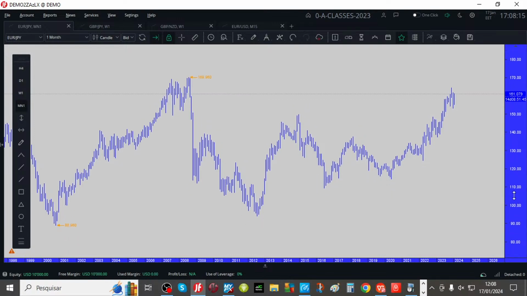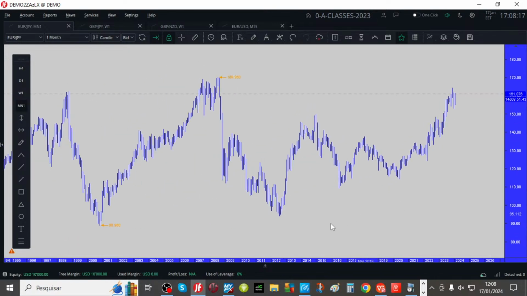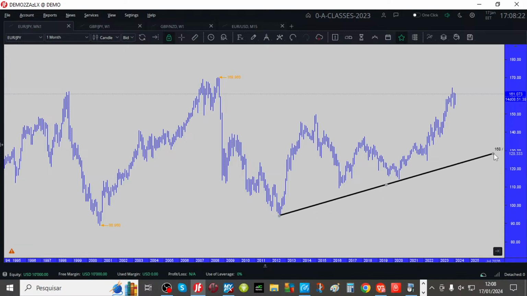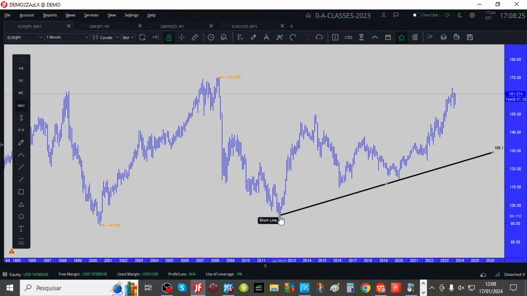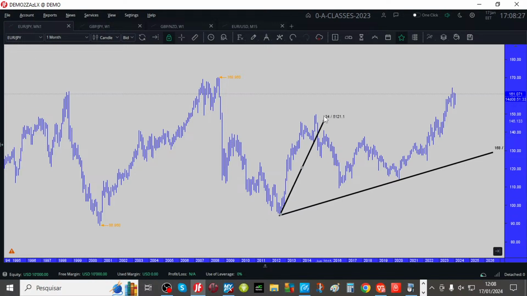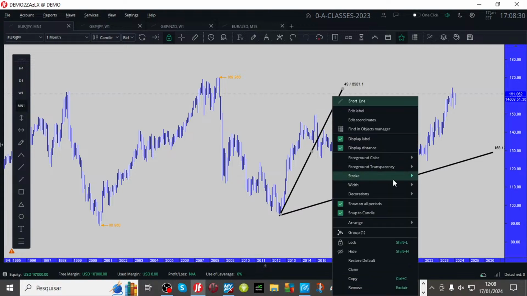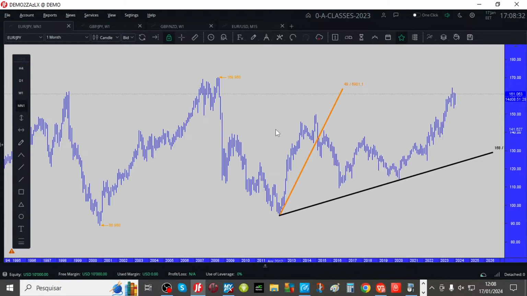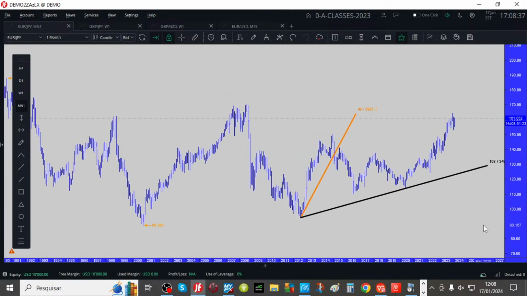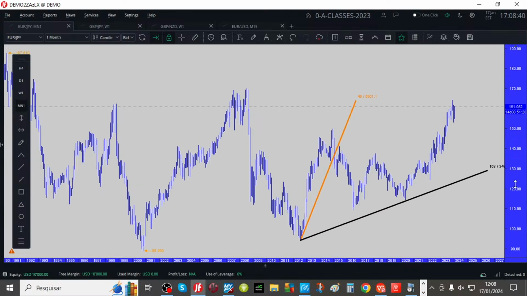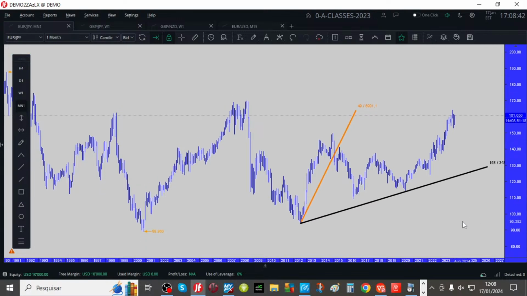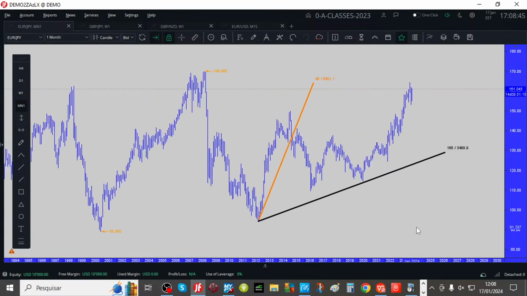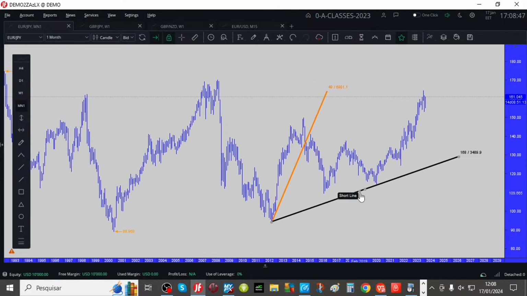So, everybody, how is the trend line? Is the correct trend line this one, the black one, or is the correct trend line the orange one? Which is the correct trend line? Yes, let's start with the basics. You are charting trend lines on the Euro JPY monthly chart. What trend line is the correct trend line? Is the black trend line the correct one, or is the orange trend line the correct one?